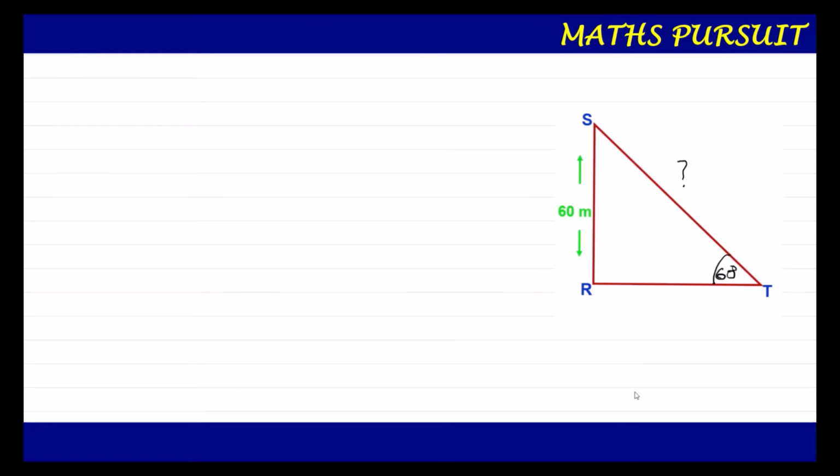Now guys, how do we move forward for this type of question? Let the length of the string be ST. So we are going to find out ST. And what is being given? SR, the height of the kite from the ground, is given. So they have given SR is equal to 60 meters. This is being given, and we are going to find out ST.